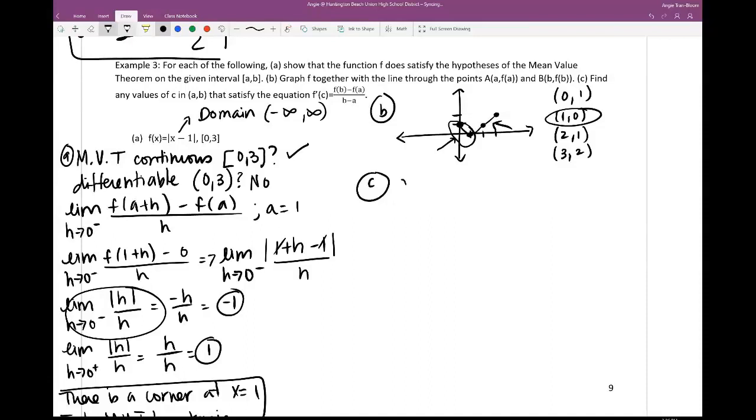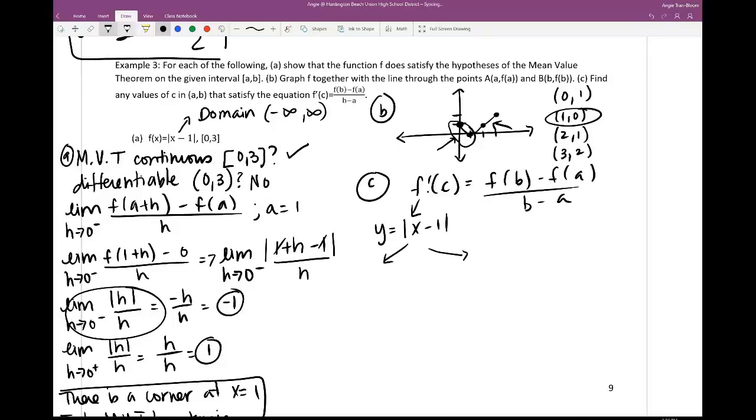So let's do the derivative. Let me write the formula first, because some of you probably have forgotten what formula we're using. The formula for the mean value theorem is f prime of c equals f of b minus f of a all over b minus a. So let's talk about this. We're going to do the derivative. So y equals the absolute value of x minus 1. But as you know, with an absolute value, y can be negative x minus 1 and y can be positive x minus 1.